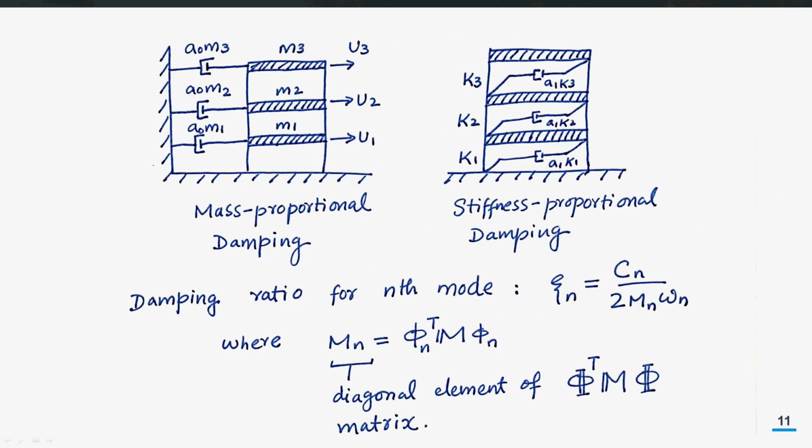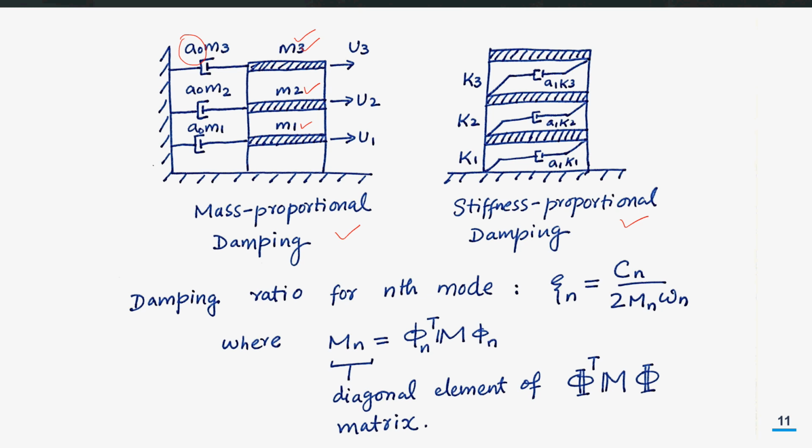So these two damping matrix formulations, mass proportional and stiffness proportional, are represented in model form here. Mass proportional damping would look like this: if you have a multi-story building with 3 masses m1, m2, m3, the mass proportional damping will simply be represented by a dashpot at each story level, with each mass having a constant A sub 0 multiplied by the mass of that story.